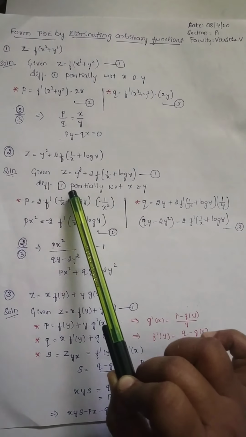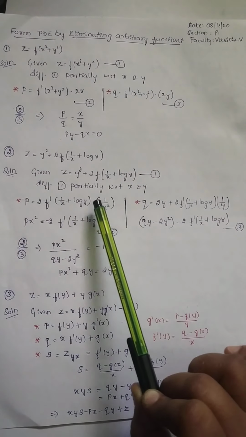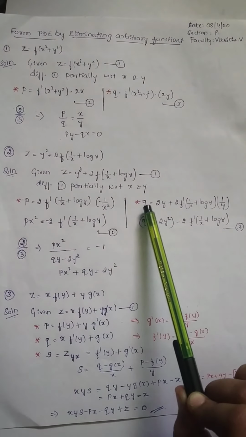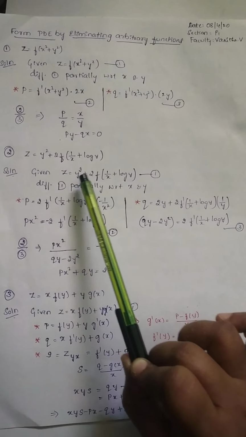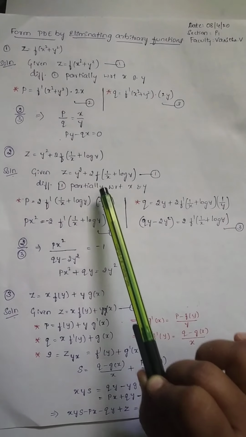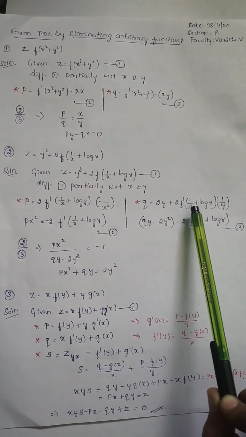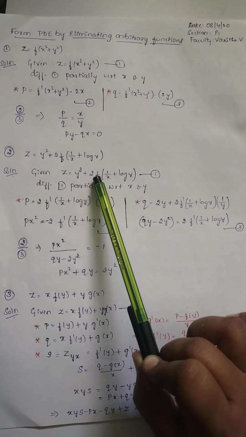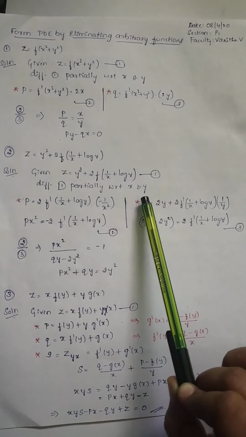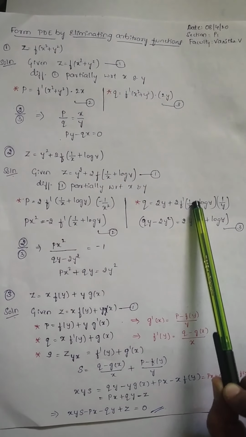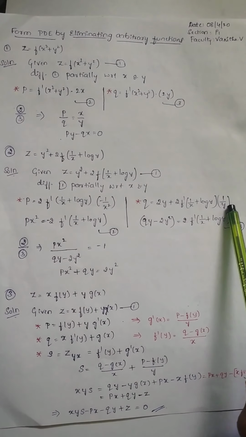And now partial differentiation of 1 with respect to y, where x is constant. Okay, so LHS is del z by del y, nothing but q, and in the RHS differentiation of y square with respect to y is 2y, and 2 as it is, differentiation of f is f dash of 1 by x plus log y, and with respect to y x is constant, so differentiation of 1 by x is 0, and differentiation of log y is 1 by y.